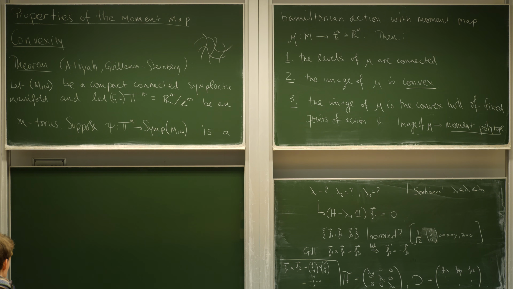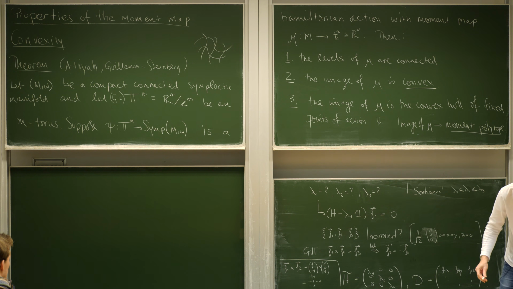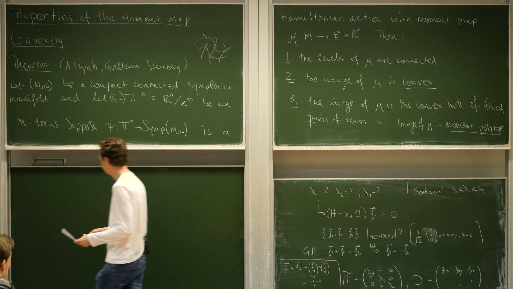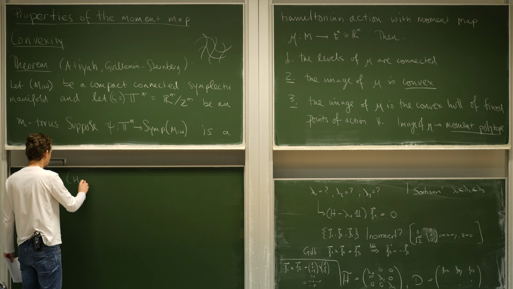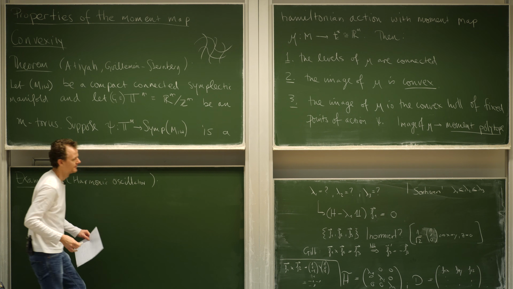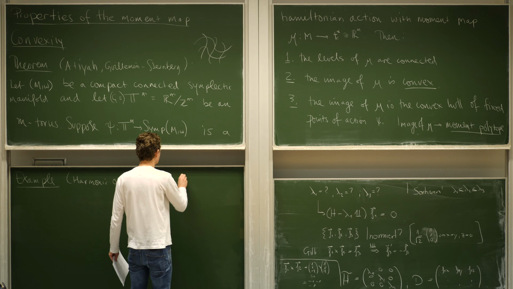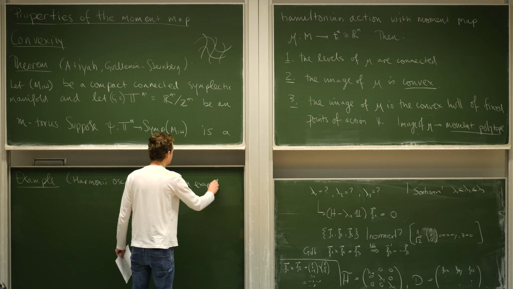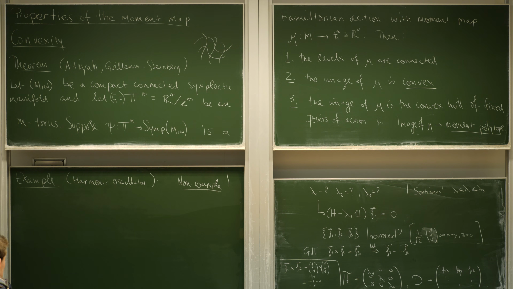So the first example is not an example. This is always somehow a strange, exceptional case, and that's the harmonic oscillator. The harmonic oscillator is a kind of non-example. But the harmonic oscillator has so many nice properties that it ends up illustrating these results in a very convenient way. So this is the non-example.